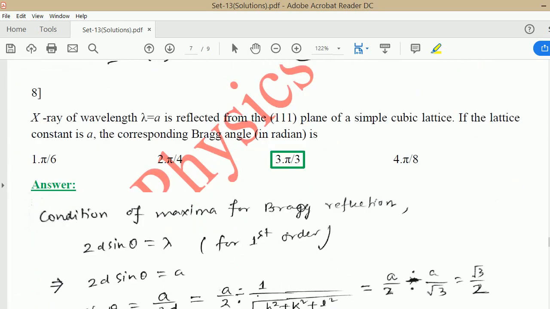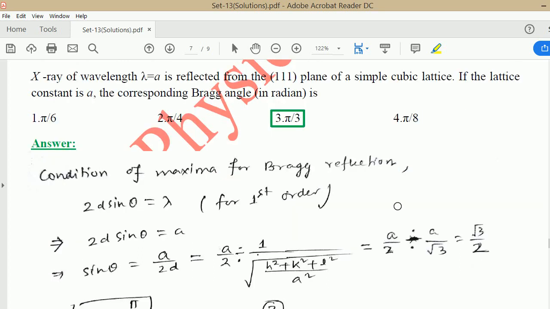Question number 8. X-ray of wavelength lambda equals a is reflected from the 111 plane of a simple cubic lattice. If the lattice constant is a, the corresponding Bragg angle in radians is? The condition for maxima for Bragg reflection is 2d sin theta equals lambda for first order reflection. So sin theta equals a by 2d; putting the value of d, 1 by root over h square plus k square plus l square by a square, we get root 3 by 2. This is so straightforward.